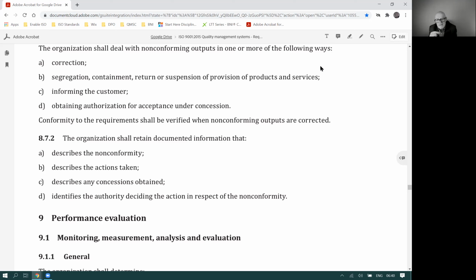So for Enable ISO customers, you're probably aware of our introduction of the CAR register, and there's a subsequent video to address that particular application. But for most organizations, if you're already using a software application to document nonconformities, you just have to make sure that before closing them out, that appropriate records are kept to describe the action taken and by whom and so on. So it's all about being able to document it in such a way that you're able to demonstrate to an auditor that you manage this aspect of the system.